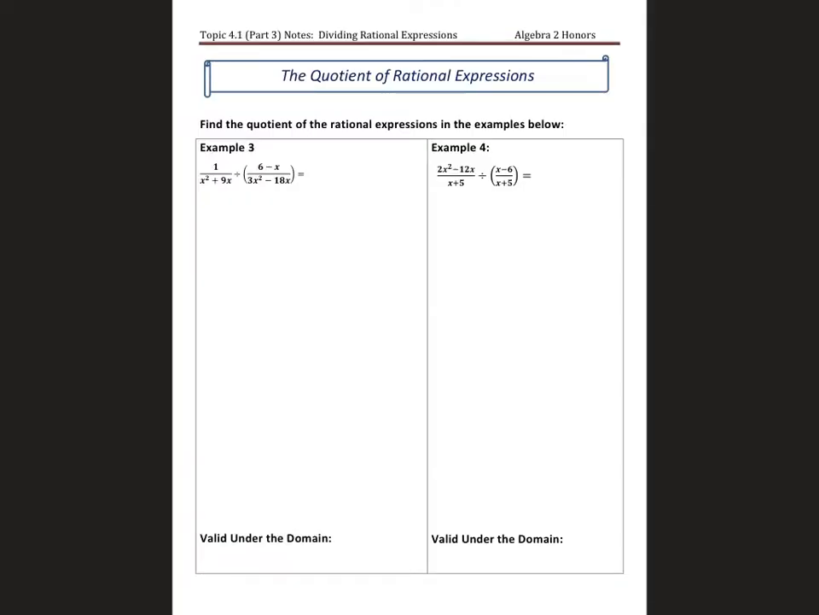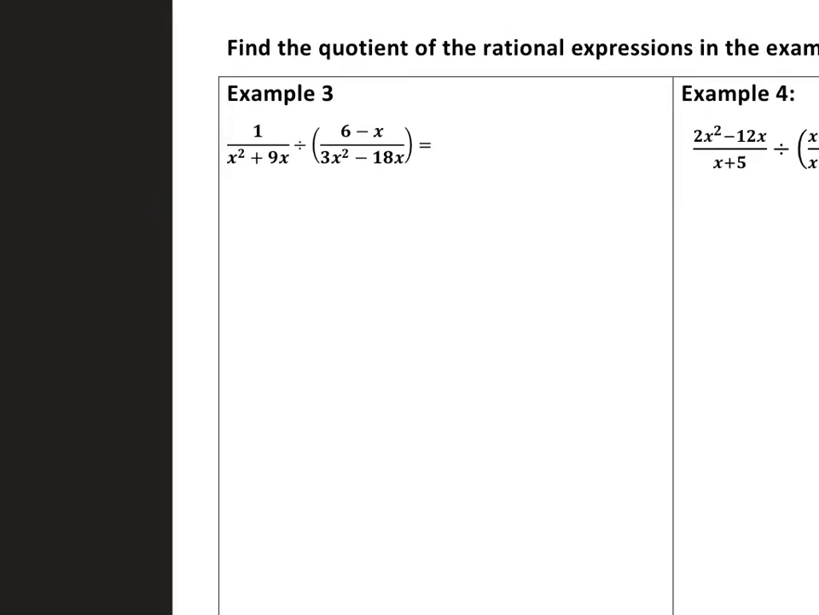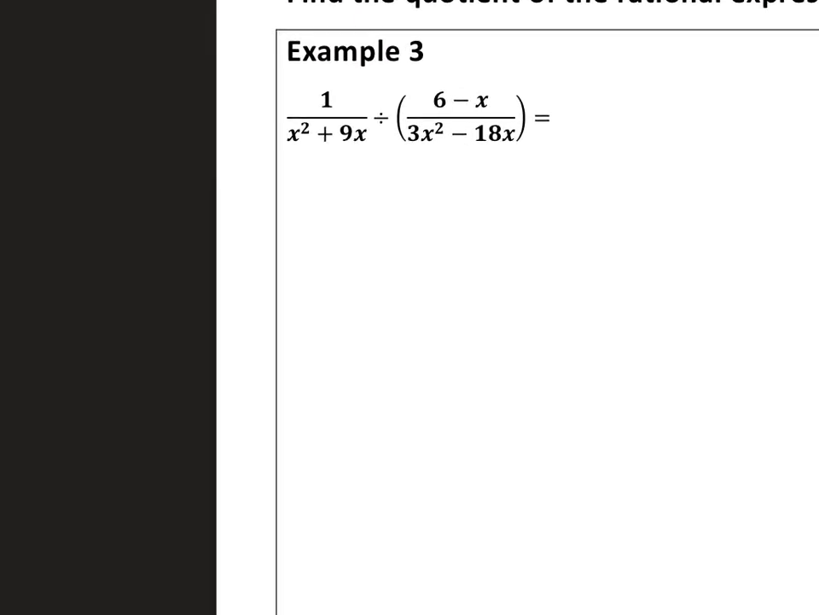Okay, so more importantly, how do we apply these concepts to finding the quotient of rational expressions? In my first expression, I have 1 over x squared plus 9x. That's being divided by a rational expression, 6 minus x over 3x squared minus 18x. So we kind of take this one step at a time. I'm going to start out with simplifying this first one. I can see in the denominator an x can be factored out. So I'll have x plus 9 here.